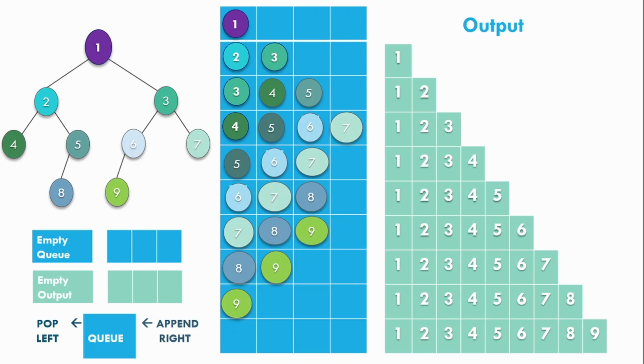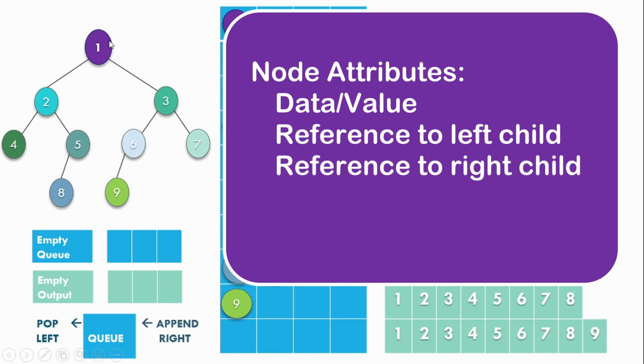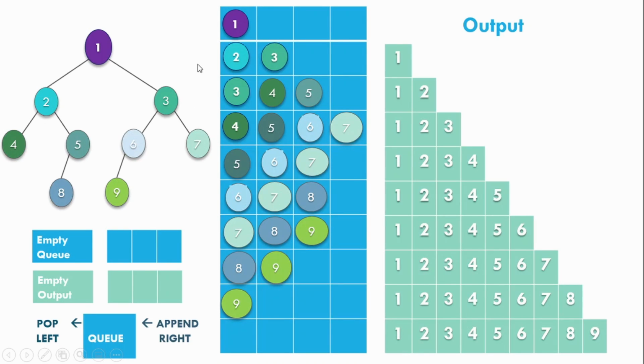So now let us try to solve the level order traversal problem using this queue. You have an empty queue and an empty output. Initially we add the root node to the queue. The root node has the value 1. There is one important thing to understand: every node has 3 attributes, that is, value, reference to the left child and reference to the right child. So initially we added node 1 to the queue.